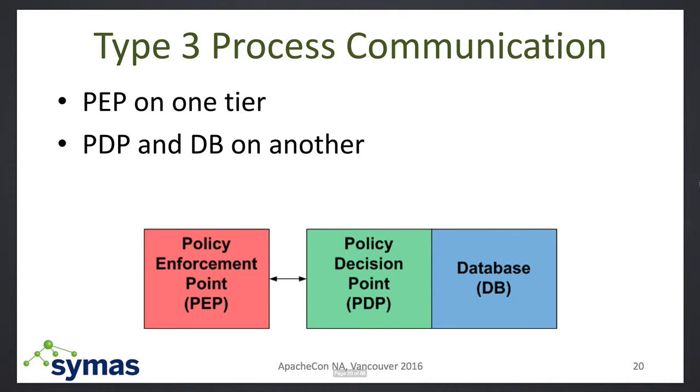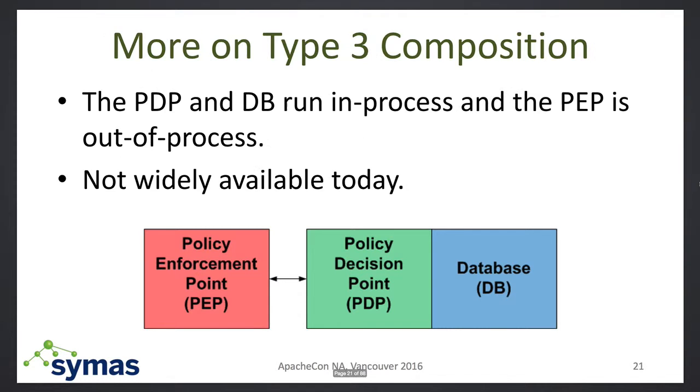So that brings us to a type 3. So here we have the policy enforcement point on one tier, and the policy decision point on another tier. So the decision point and the database are running in process, and the enforcement point's out of process. As of when Ted and I were working on this, we didn't know of any access management system that's a type 3. I've since heard that OpenDJ has a type 3, but I'm not sure if it does or not.